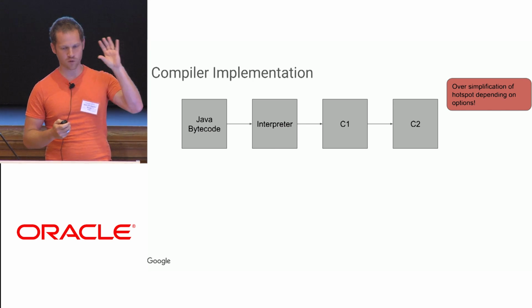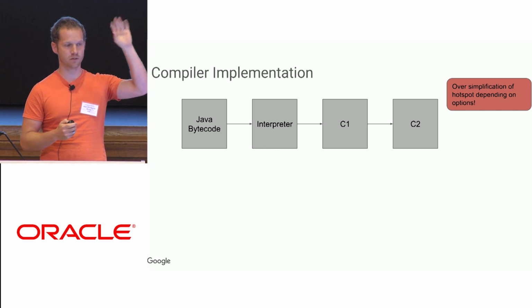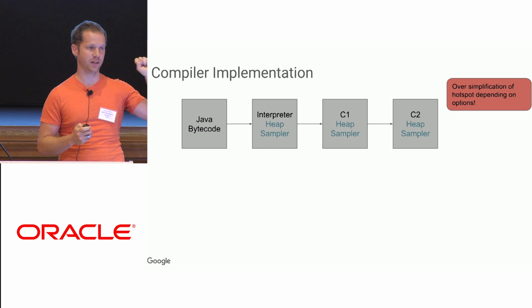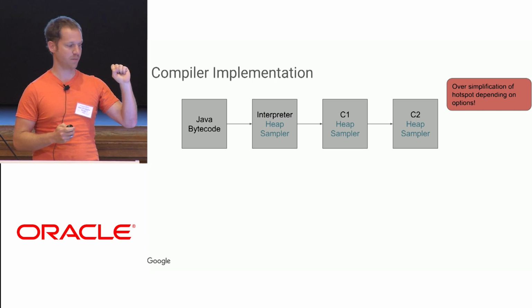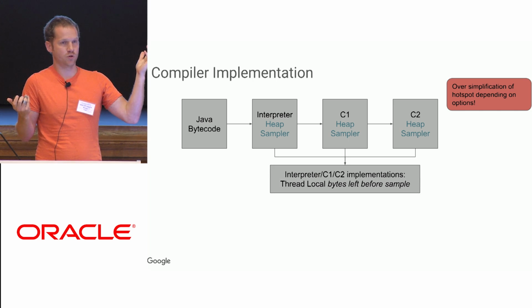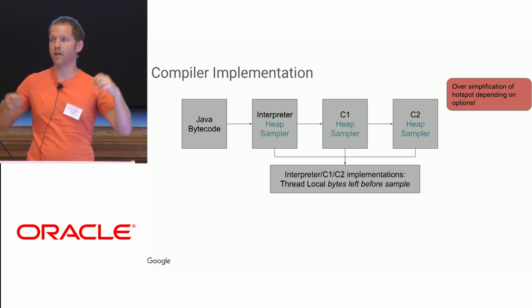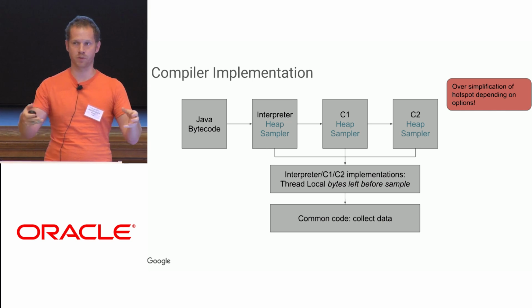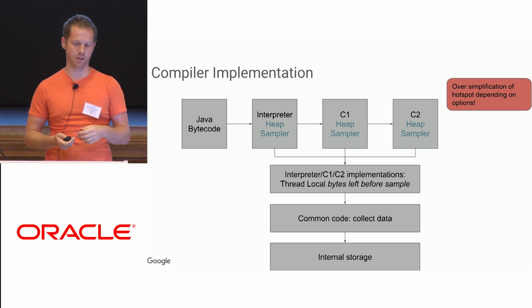Oversimplifying, at a JVM language summit, so don't kill me: you've got Java bytecode, an interpreter, C1, C2, and the internal version basically added a little bit of code to your interpreter, to your C1, to your C2. All this code would always say the same thing, which is how many bytes do I have left till next sample? They would all use the same thread-local amount to say, okay, please sample this. And that code would just jump into common code between the three to collect the data. At that point, you'd have the internal storage, which handles what we showed a couple slides ago.